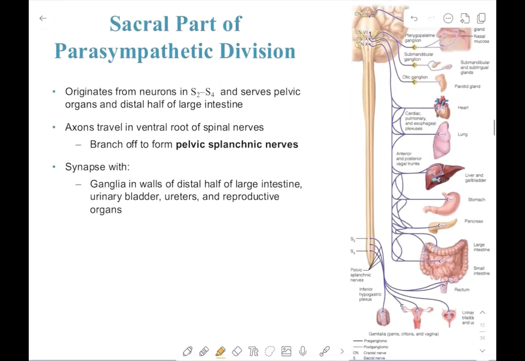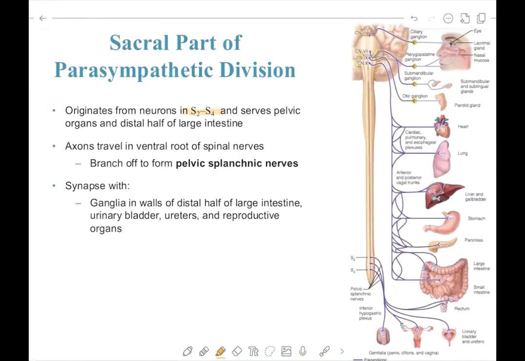For the sacral part of the parasympathetic division, it's going to originate from the sacral region from S2 to S4. You don't need to know pelvic splanchnic nerves. But again, what's important is to know what happens with these effector organs. And we're going to talk more about that a little later on.